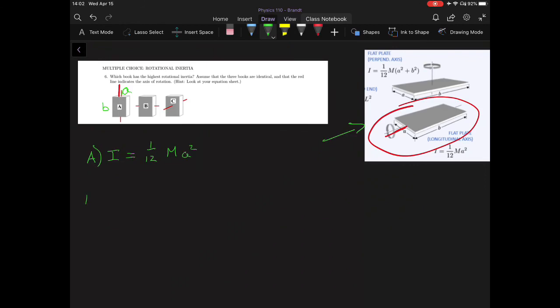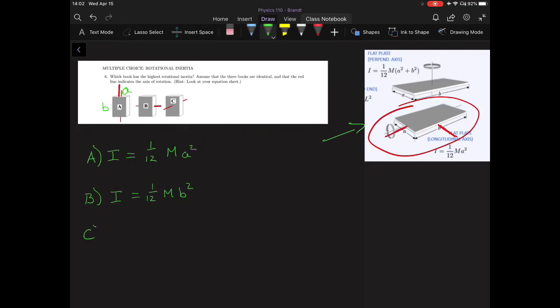squared. All right, for B, we're also looking for I. So in this case, if we look, it would be similar to this, except our rotational axis is now out of the side of the book. So an analogous I, or moment of inertia, would be 1/12 M B squared, because we're rotating it around the side of length B.